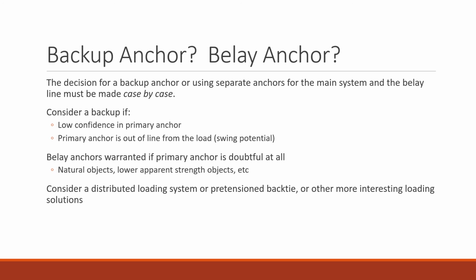If you're at all doubtful of that primary anchor and its attachment, so any natural object, any weaker components that are showing up there, you're going to want to have a separate belay anchor that is a little bit off of all that. So if something goes wrong, it's entirely isolated and it'll be okay. So you have the option to consider a distributed loading system, pre-tension, back tie, anything like that. There's a lot more to learn on that, and it's all pretty cool if you want to get into it.